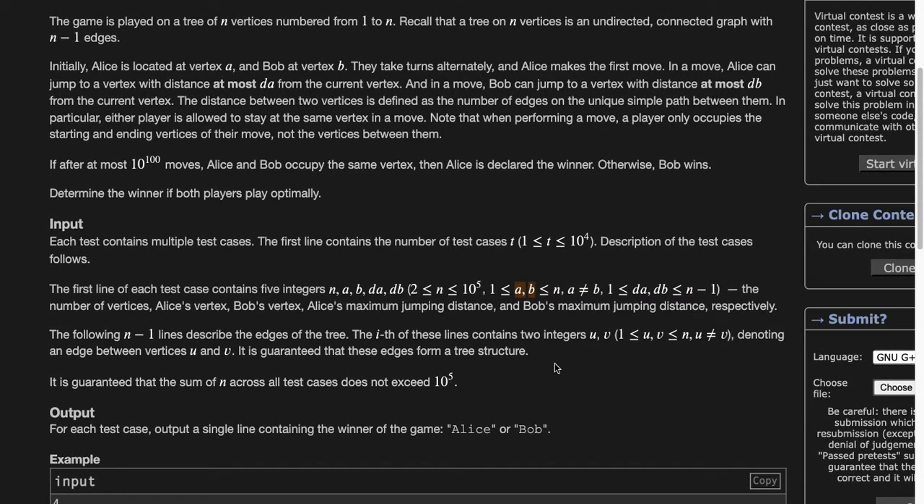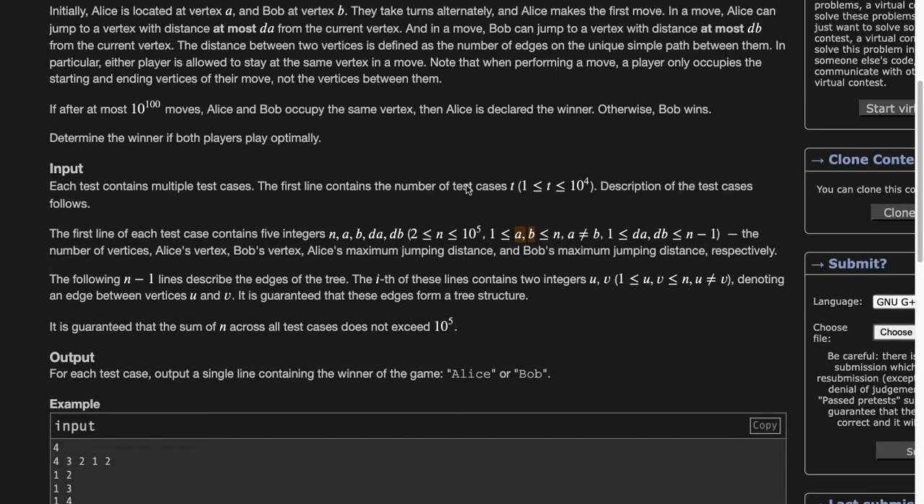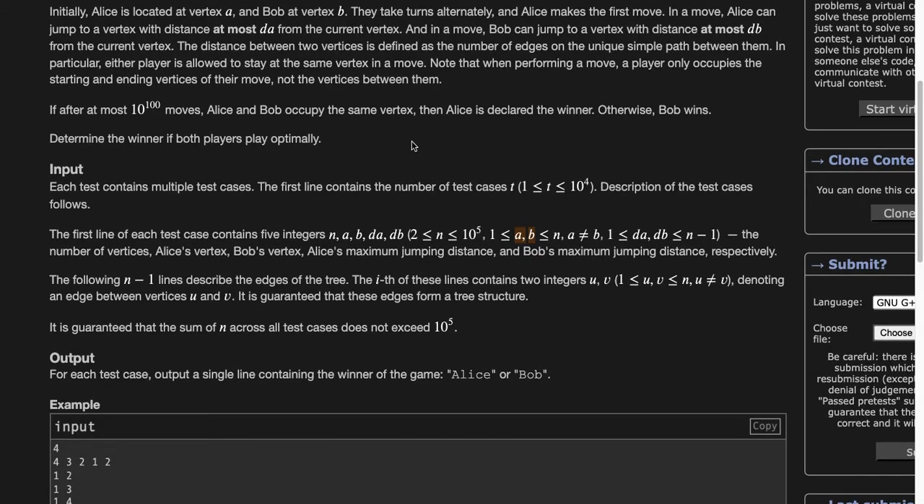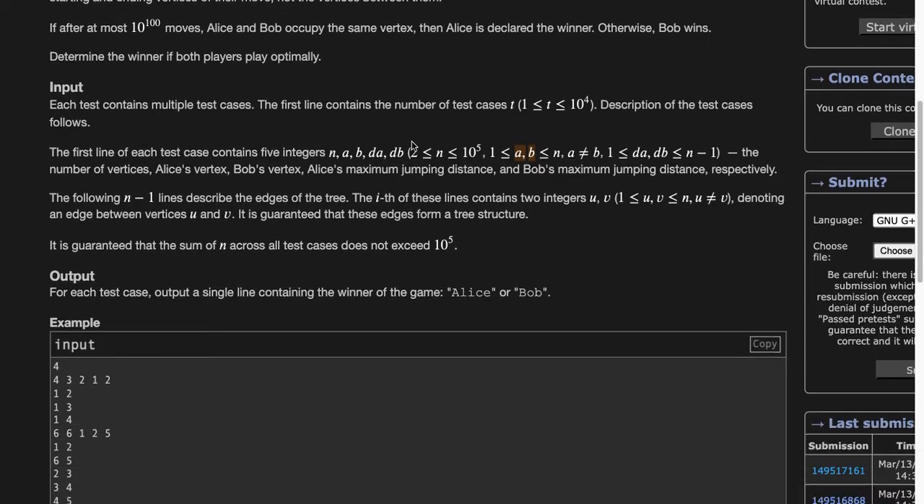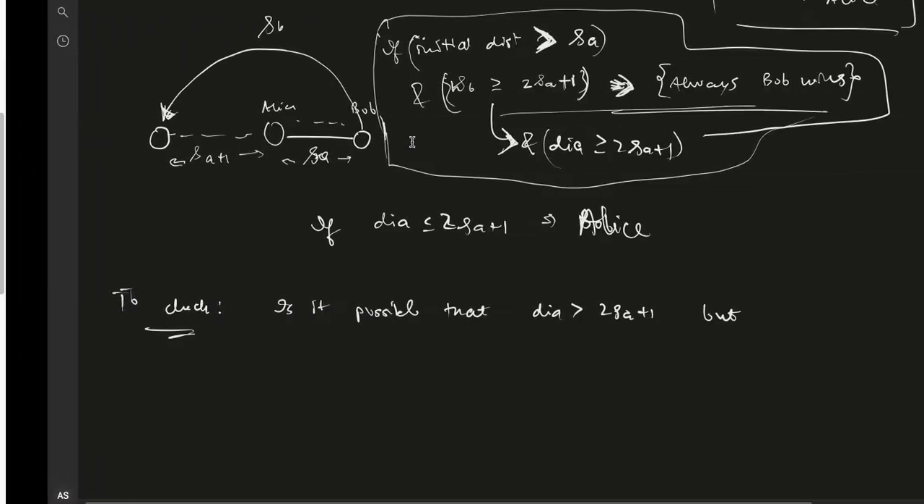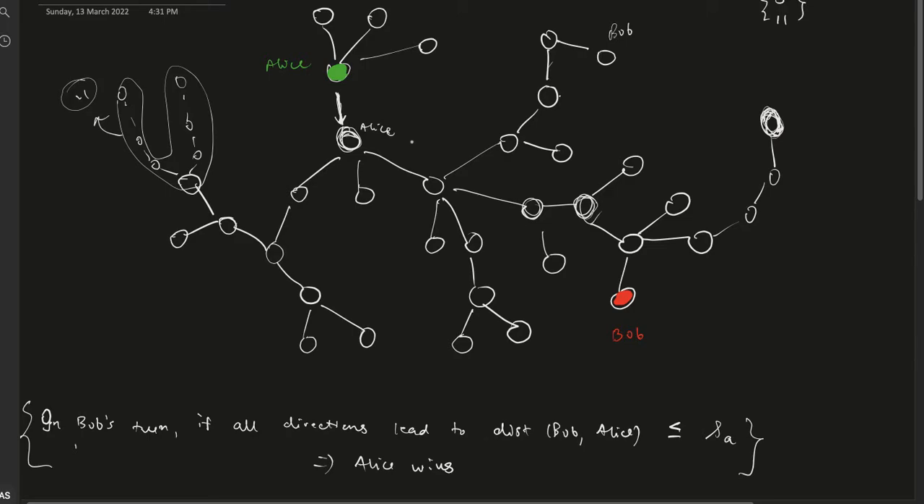A and B are their initial positions. We say that Alice has won the game if Alice is able to reach the place where Bob is standing. If Alice can never reach such a state, that is, Alice can never reach the cell where Bob is currently present, we say that Bob has won. So if Bob can continue this process indefinitely, then we say Bob has won. The way we solve this question is by making a few observations.